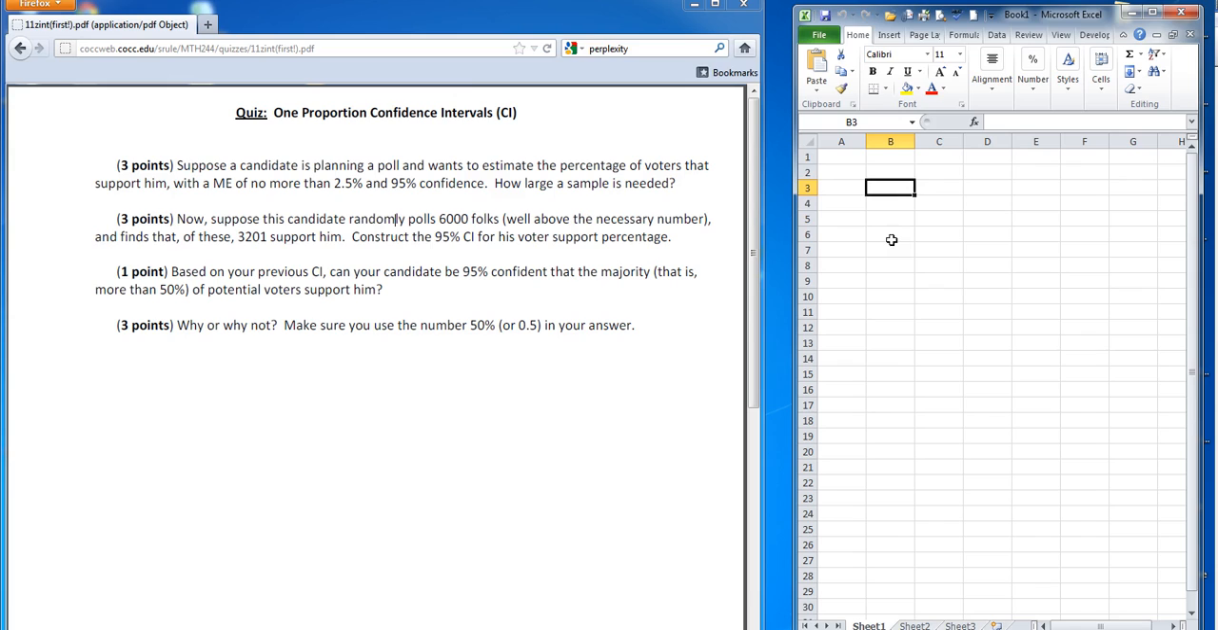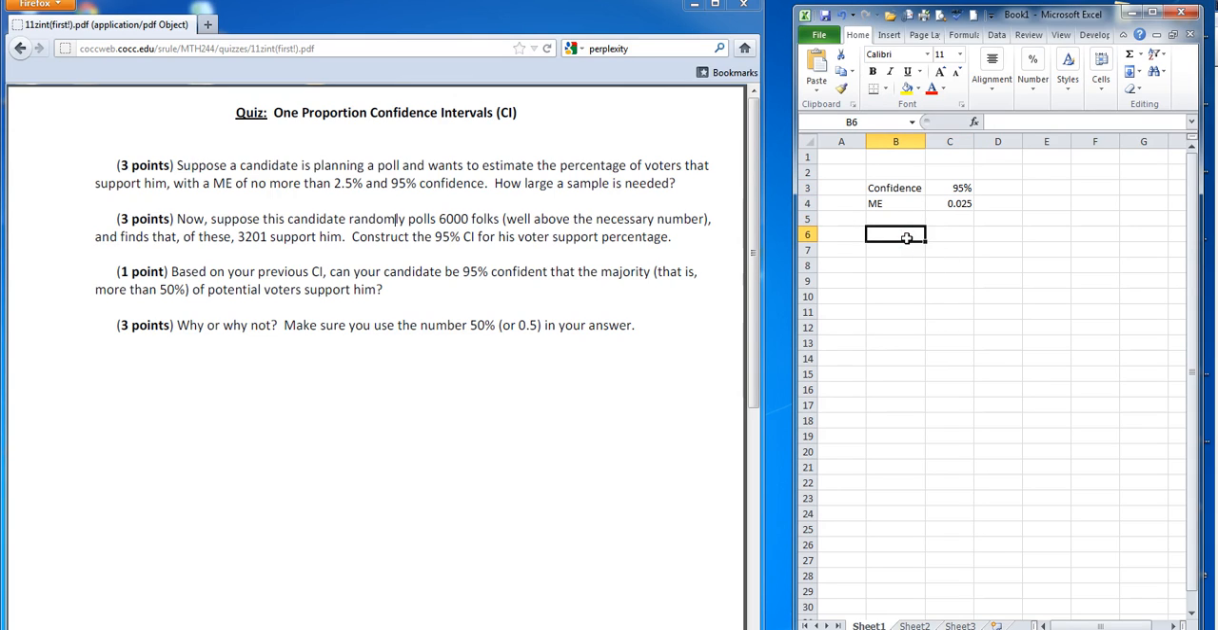So you'd put in 95 and 0.025, and it would kick out your correct result. In Excel, I actually have to form it. So confidence, I want to be at 95% confidence and a margin of error of no more than 0.025. So this is what you would put into your calculator. You would put in 95 and 0.025, press enter, and out would come the result.